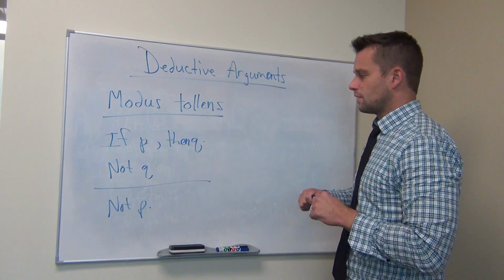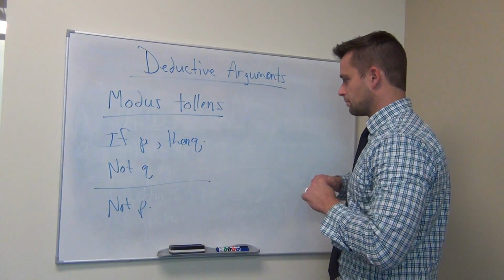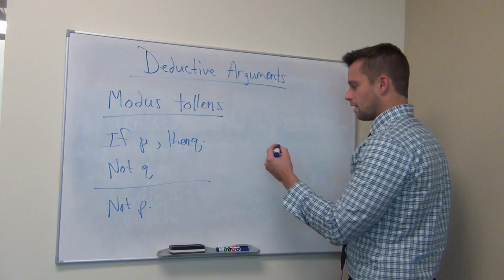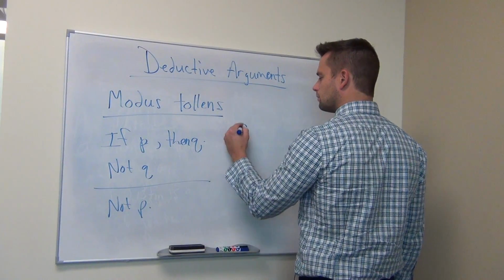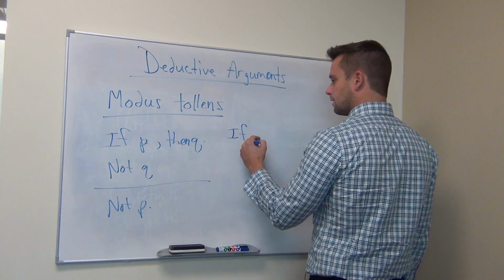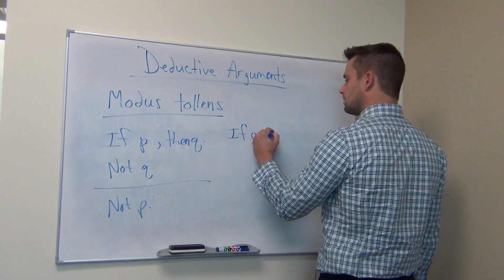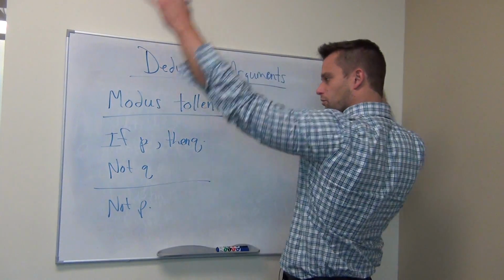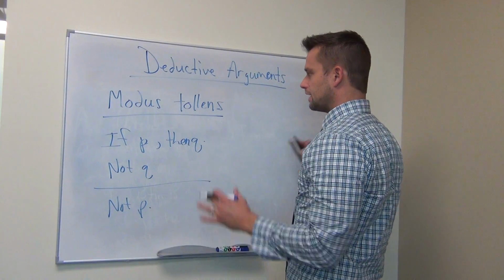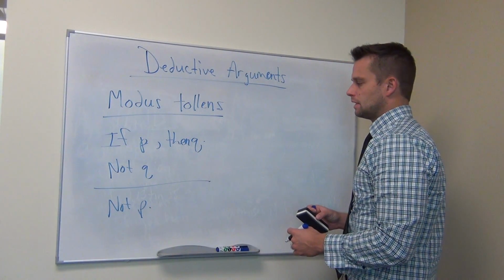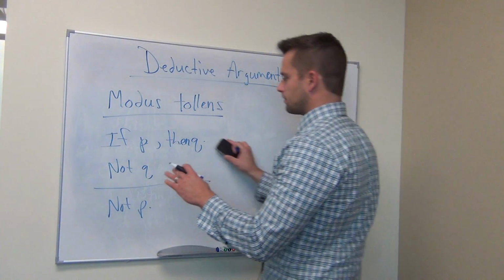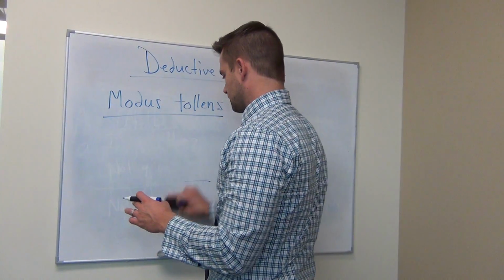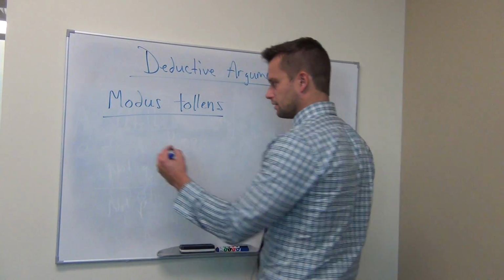So let's use a different example. Man, I wish I had a full board that I could write on. Even this big board is not big enough. Okay, so I'm going to erase this for a second so that I can use the whole board to write things out.